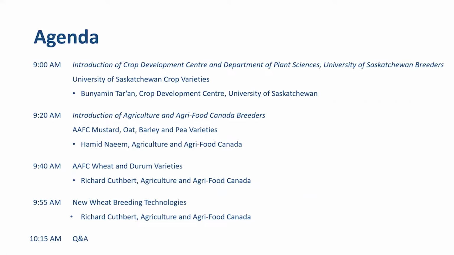So the agenda for today is we're going to start with an introduction of the breeding team at the Crop Development Center in the Department of Plant Sciences with the University of Saskatchewan. And then Bunyamin Taran will give us an overview of the University of Saskatchewan crop varieties. Following that, there'll be an introduction of the Agriculture and Agri-Food Canada breeder team. And then Hamid Naim will give an overview of mustard, oat, barley, and pea varieties. That'll be followed by Richard Cuthbert with Ag Canada, who will talk about the Ag Canada wheat and durum varieties. And then Richard will do a presentation on some new wheat breeding technologies, and that will be followed by the Q&A.